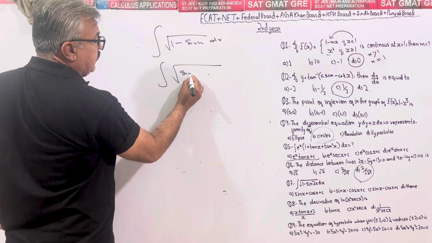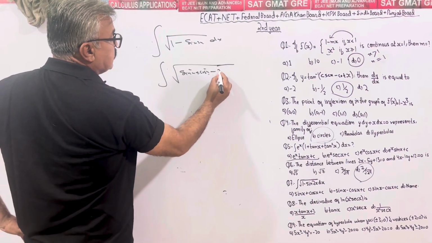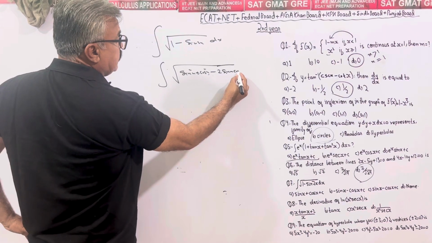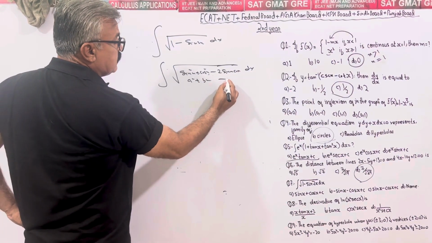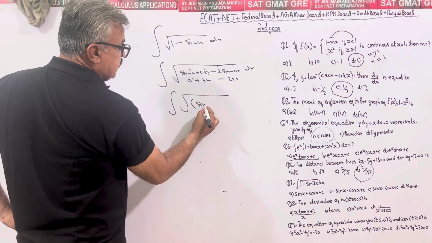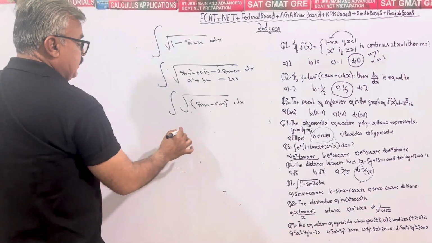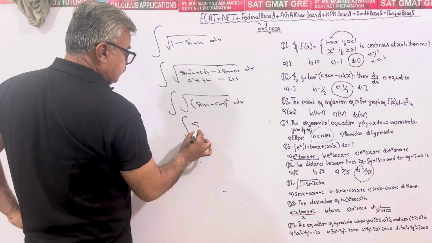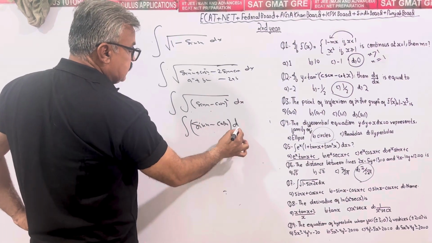Instead of 1, we can write sin square plus cos square. Minus sin 2x can be written as 2 times sin x cos x dx. Now it's our formula, a square plus b square minus 2ab. It's equal to (sin x minus cos x) whole square, a perfect square quantity. The square root cancels, leaving sin x minus cos x dx.